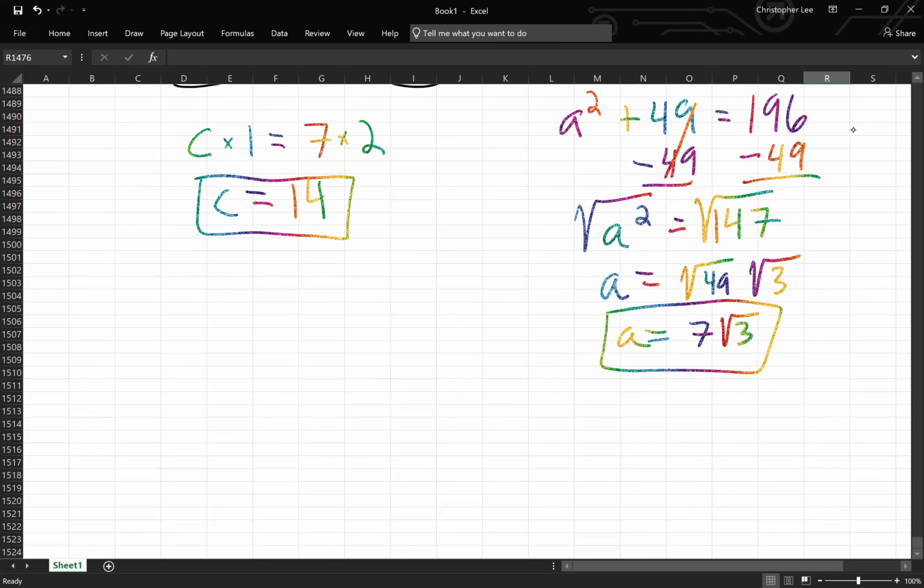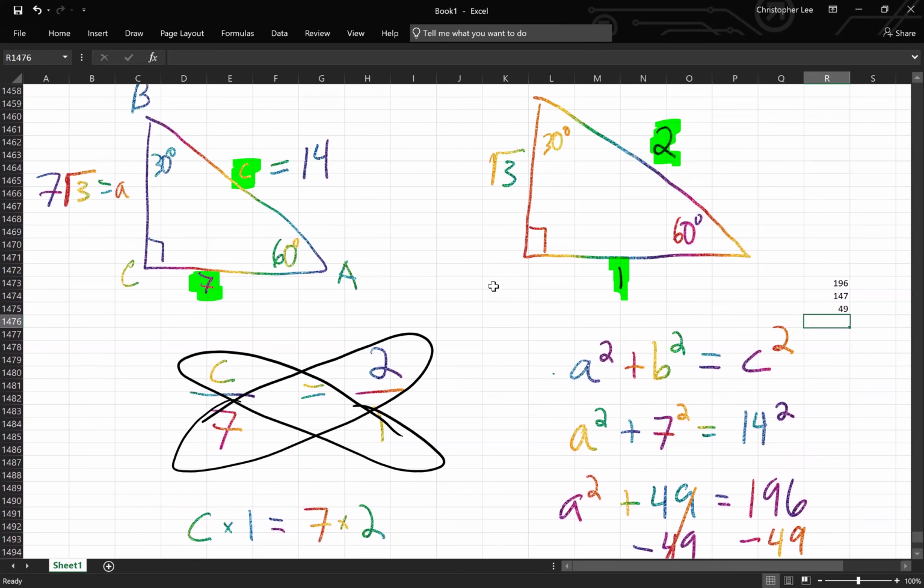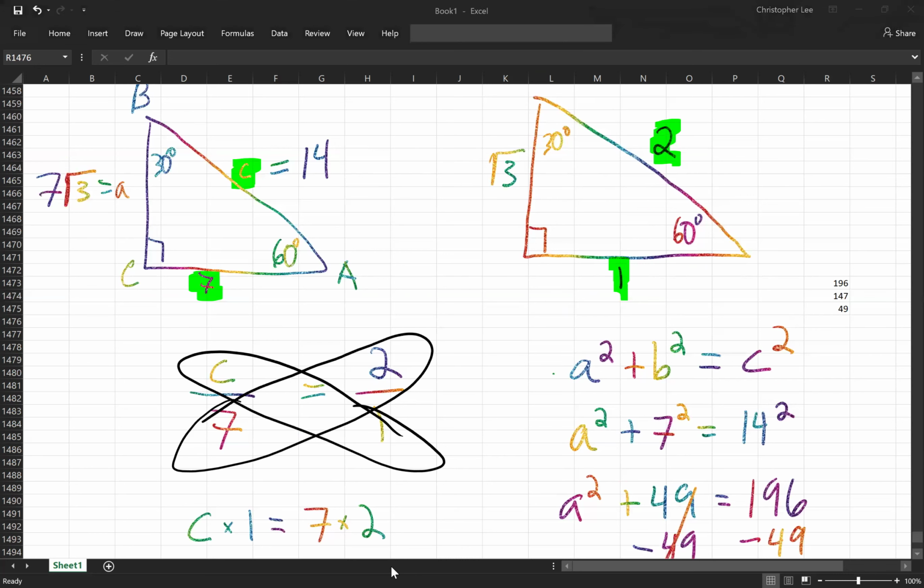C equals 14, A equals 7 square root of 3. Is there any questions on this? Basically, what's happening, we're given a right triangle. We know an equivalent triangle. We use ratios to get one of the legs, and then we use the Pythagorean theorem to get the other leg. And that's it. Any questions on that? No?